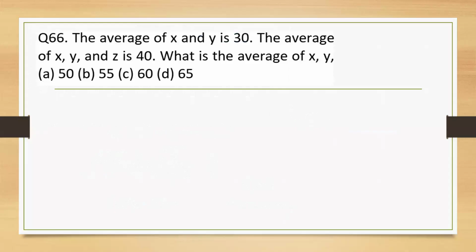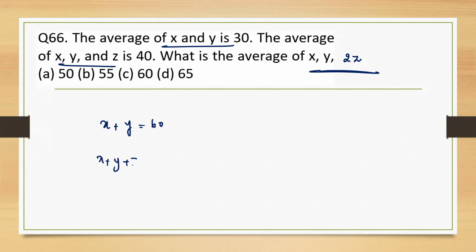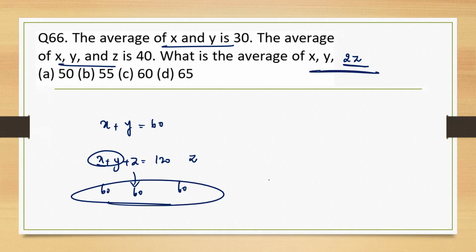The average of x and y is 30 and the average of x, y, z is 40. What is the average of x comma y comma 2z is the complete question. If the average of x and y is 30, then the sum x plus y is 60. Average of x, y, z, which means x plus y plus z by 3 is 40, means x plus y plus z is 120. If x plus y is 60, then z is 60, and 2z we are asking, so another z you can take it as 60. So it is 180 by 3. It's going to be 60 is the average.